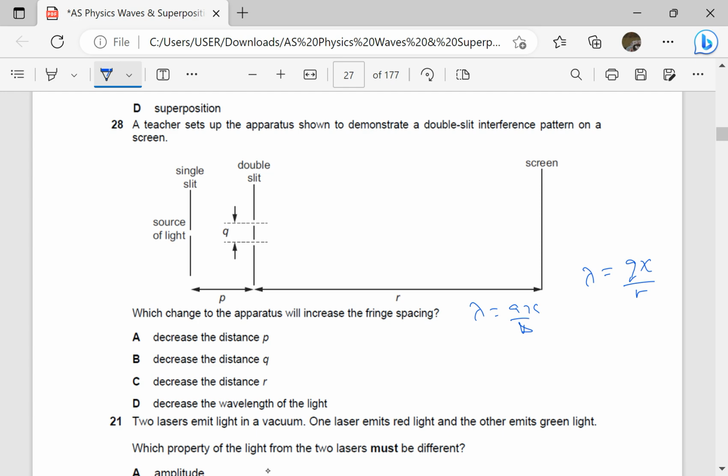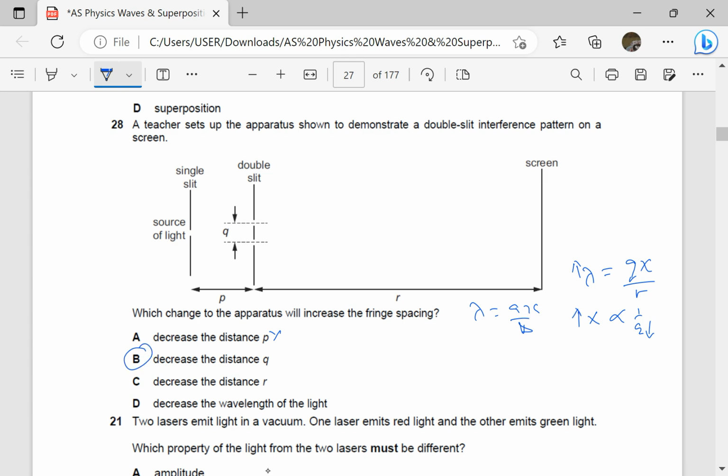So which change to the apparatus will increase the fringe spacing? Either we increase the wavelength or we increase r. When we increase q, x decreases. Decrease p, that one will not have any effect. Decrease the distance q. Because x is inversely proportional to q, if q decreases, x increases. So the answer is most likely going to be B.